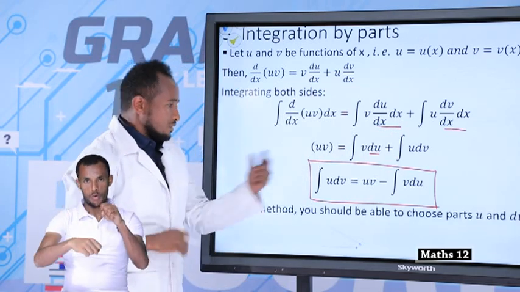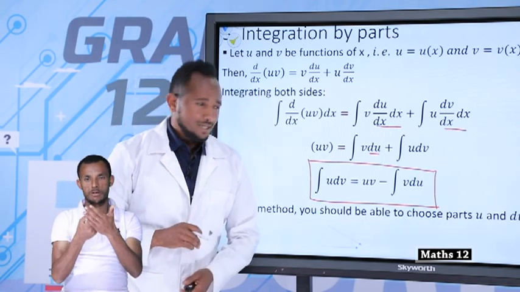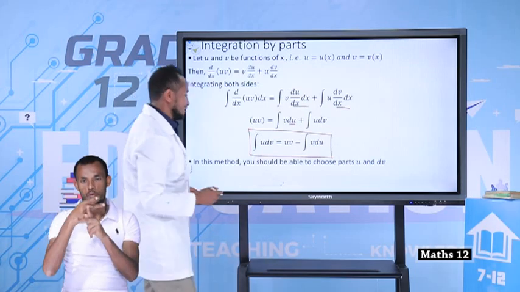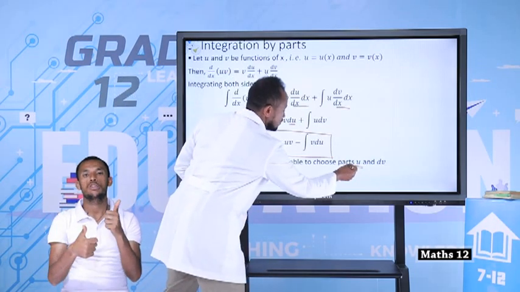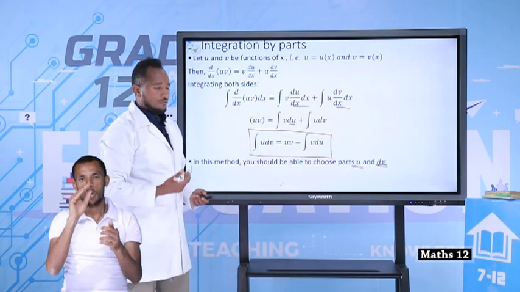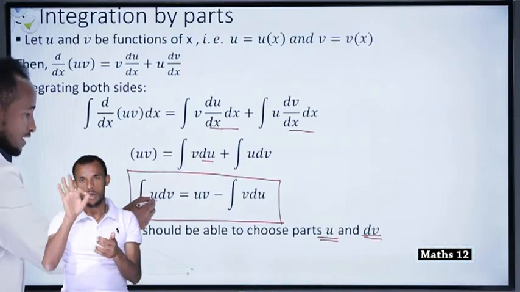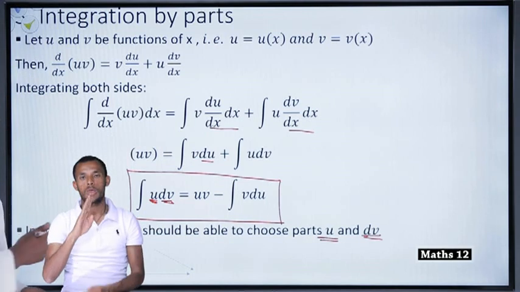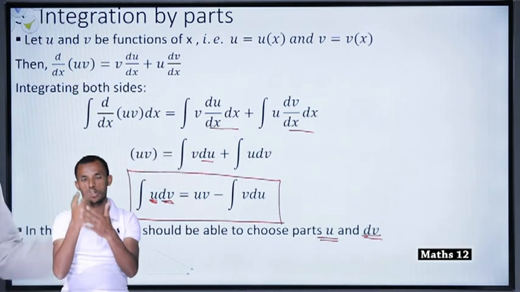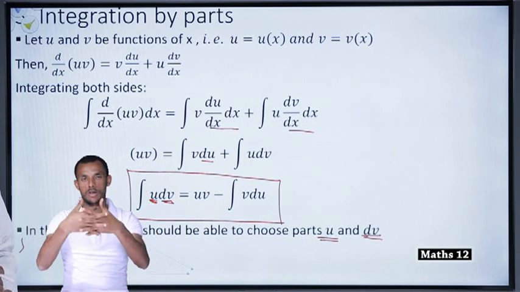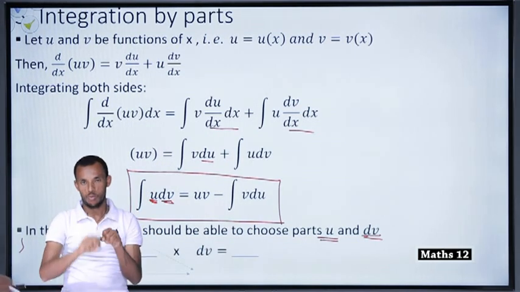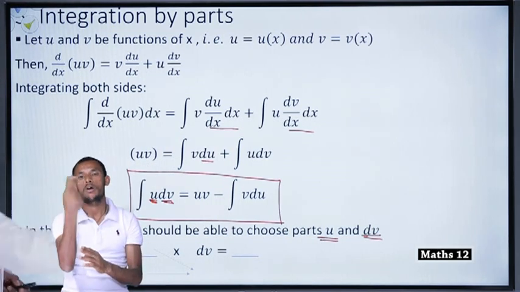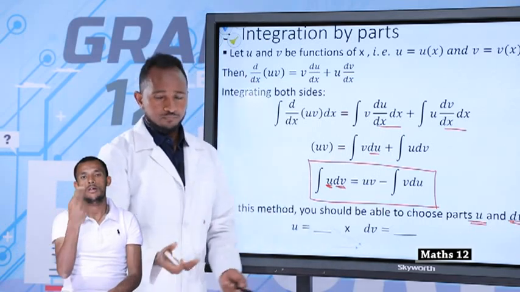To apply this technique, you have to be careful in selecting which function to be u and which function to be dv. You let one of the functions be u and the other function be dv, and then you apply this formula. So this is the technique of integration by parts.